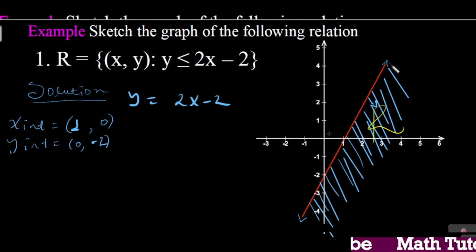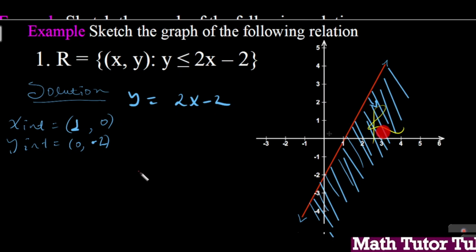Then connect these 2 points. When we connect these 2 points, we get this line. And we look at the inequality. The inequality is less than or equal to, so the line is solid. And since it is less than or equal to, we shade below the line. This part is the set of ordered pairs that satisfy the relation. So our R is this one.